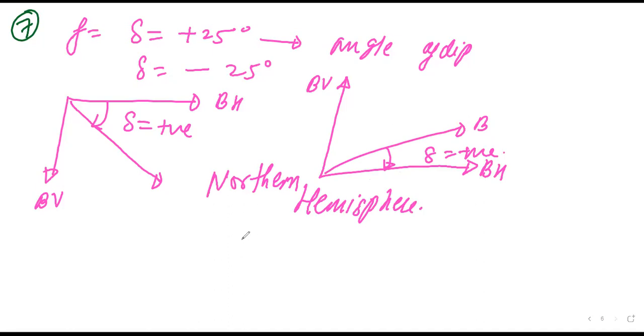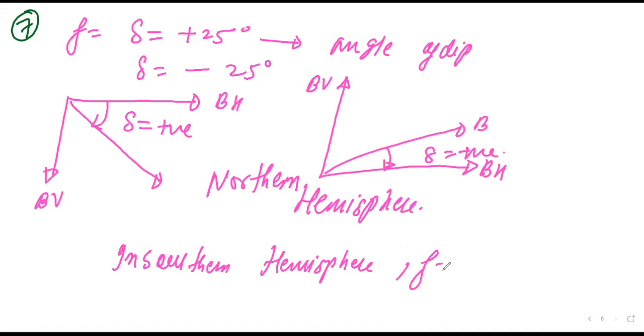Now for the southern hemisphere, the angle is considered to be negative. So please write down these two graphs. For the southern hemisphere, the angle of dip is negative.